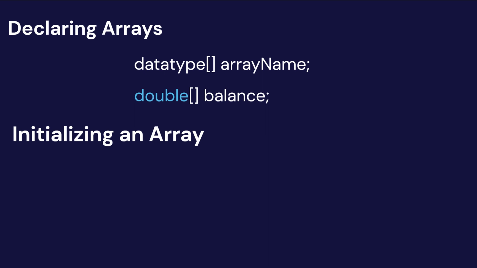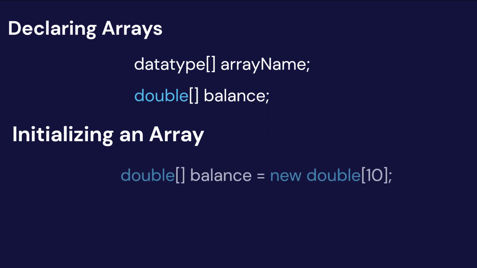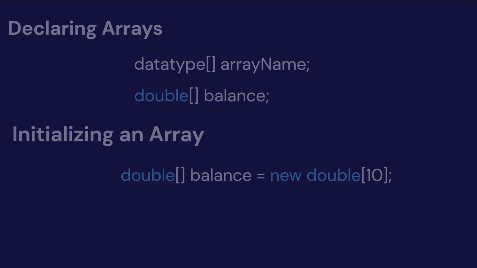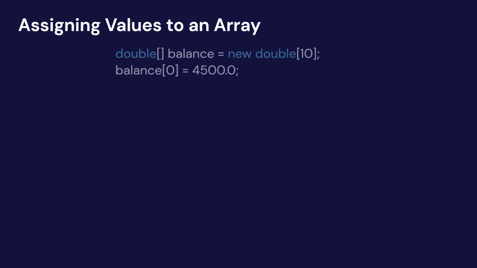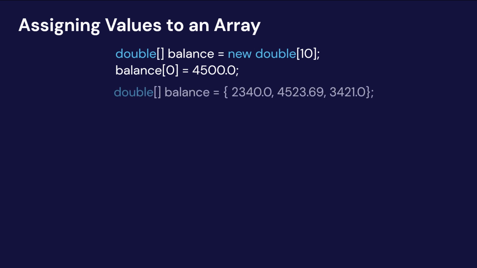Declaring an array does not initialize the array in the memory. When the array variable is initialized, you can assign values to the array. Array is a reference type, so you need to use the new keyword to create an instance of the array. For example, double[] balance = new double[10]. You can assign values to individual array elements by using the index number, like balance[0] = 4500.0.